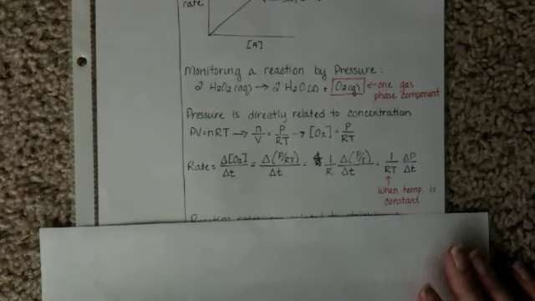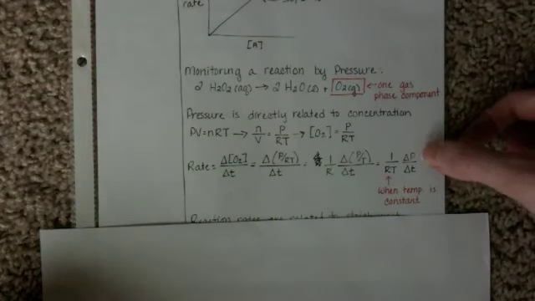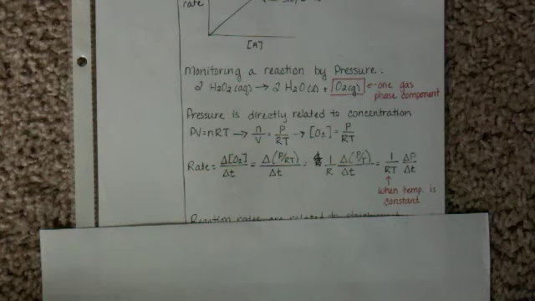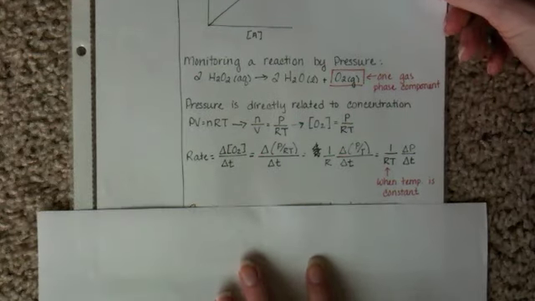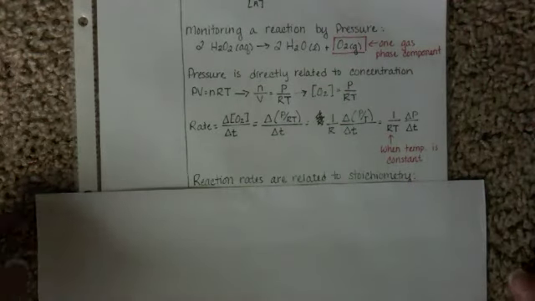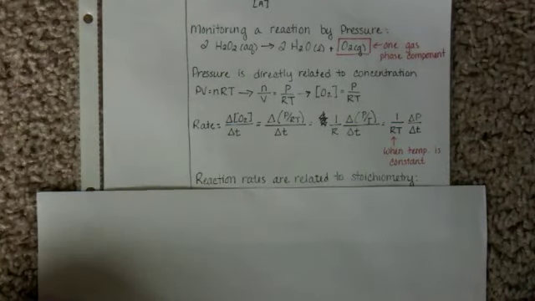And again, this is only going to work when temperature is being held constant, but it's totally worth it to hold the temperature constant so that you only have 2 changing variables that you need to monitor. And that's all that we're going to say about monitoring a reaction by pressure. The next topic, and the last topic in this section, is the relationship between reaction rates and stoichiometry.